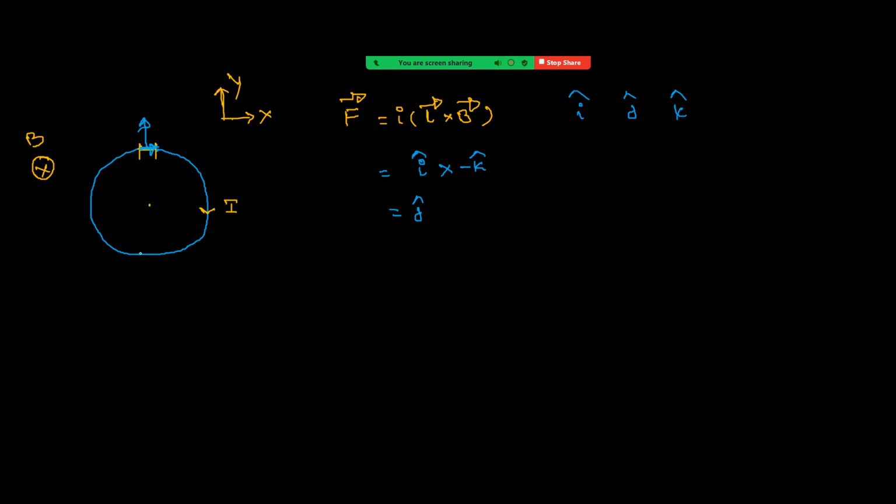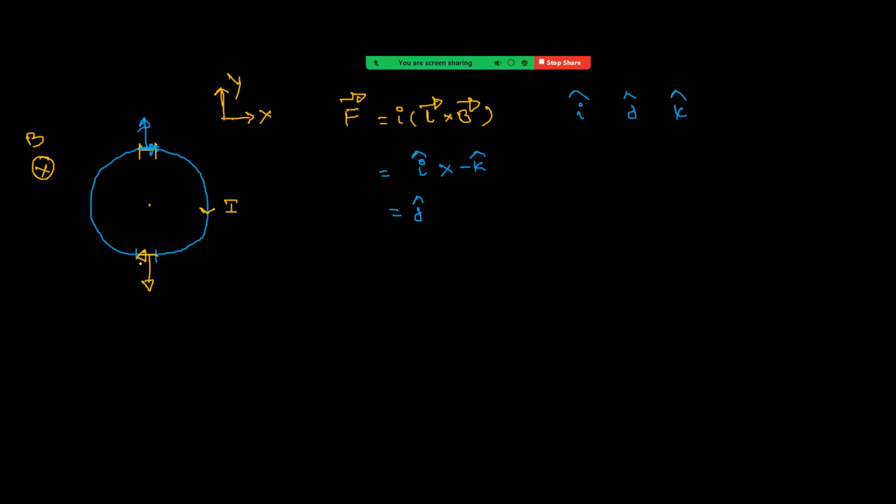Now focus on the diametrically opposite point. Take one small part here. Direction of current is left side, right? Direction of B remains the same. So only the direction of L bar changes. In place of I cap, it is minus I cap. That means on this one, the direction of force will become minus J cap. That means the direction of force will be outwards again. So this is also outwards.